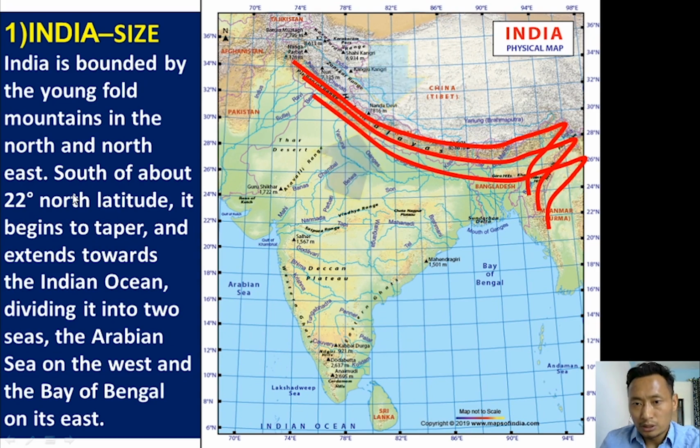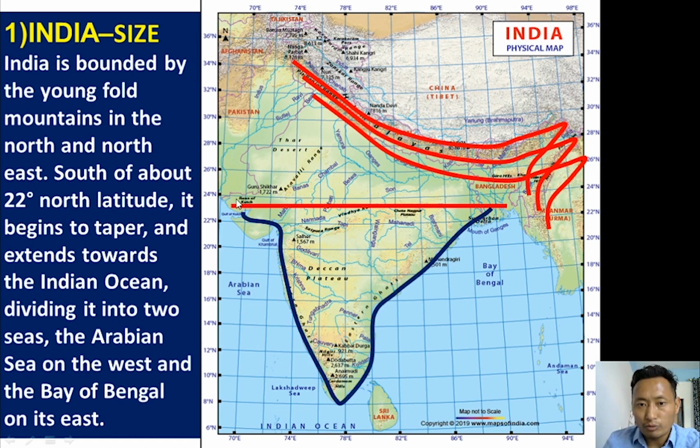South of about 22 degrees north latitude, this particular line shows one latitude, 22 degrees. From 22 degrees north latitude, it begins to taper. Taper means this shape: if we move from 22 degrees towards the south, it becomes narrower, and finally it becomes very narrow when we reach Kanyakumari. So from 22 degrees, moving south, India tapers and extends towards the Indian Ocean.